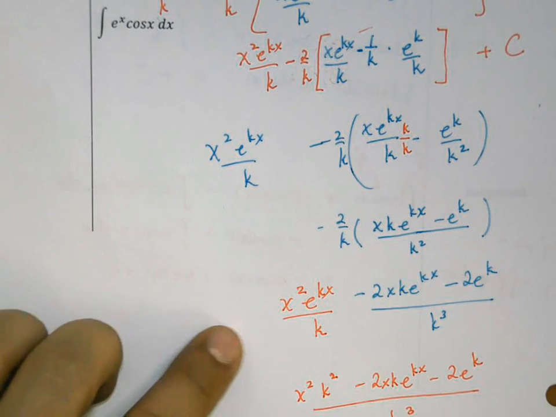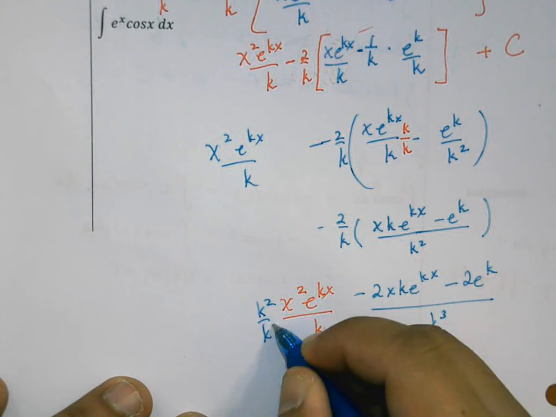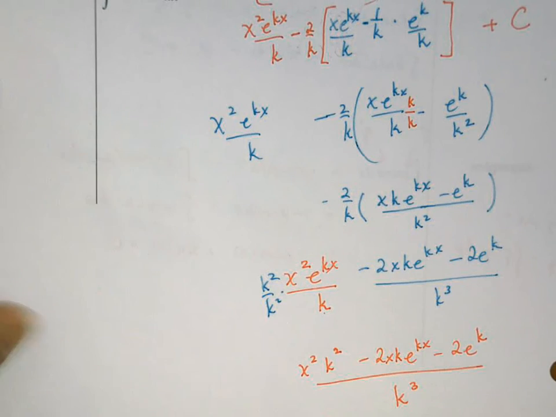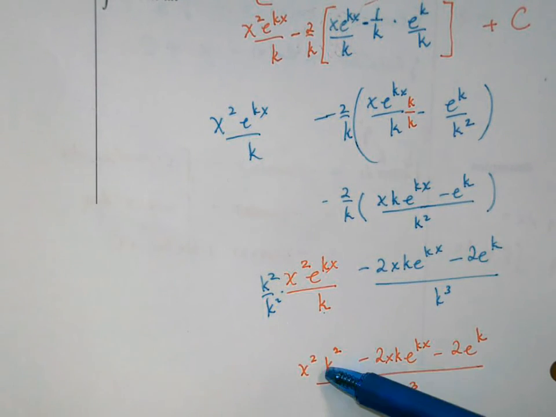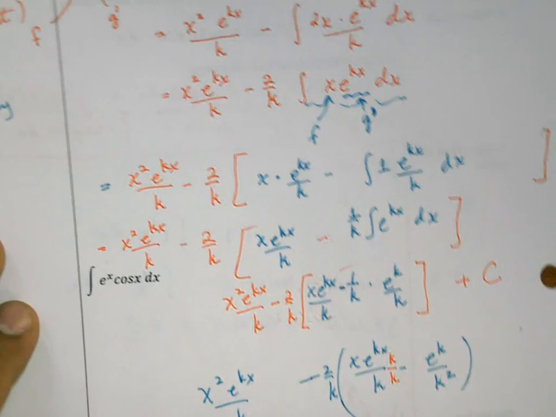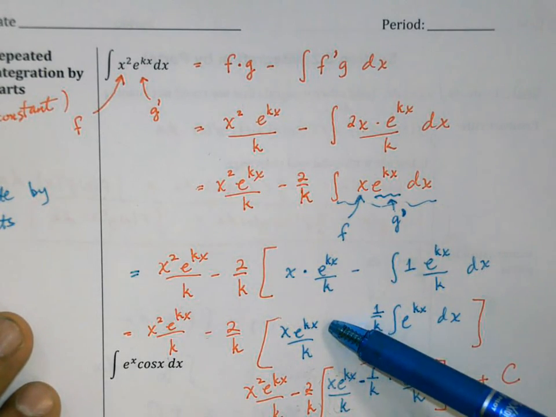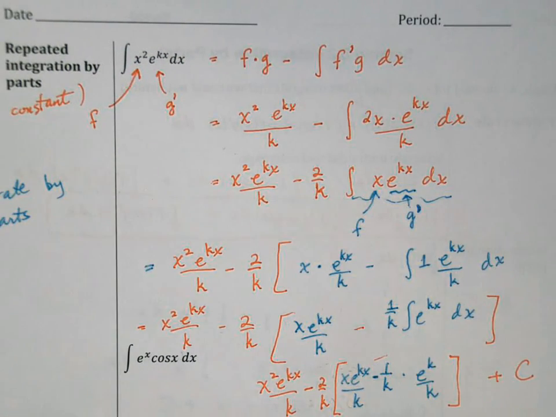All I'm doing here is multiplying this term by k squared over k squared in order to get k to the third on the bottom. So don't get too lost right now in the simplification. You will have to practice that as you do your homework and your assignments, but make sure you understand how to do integration by parts, especially in the case where you have to repeat the process.